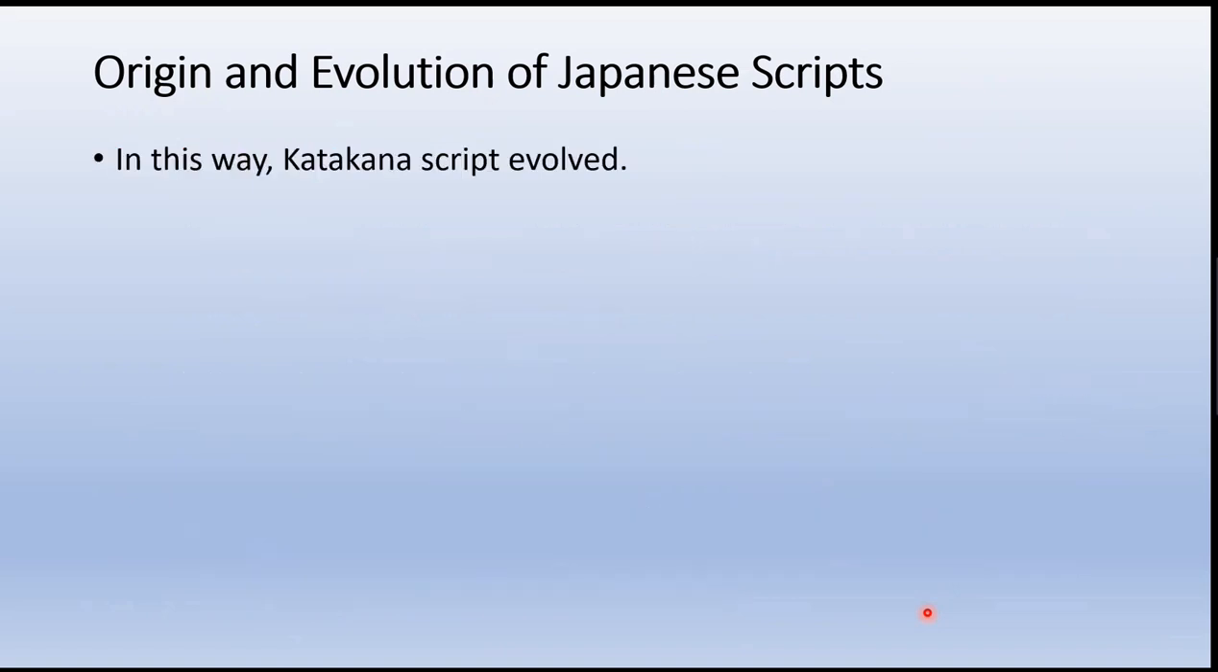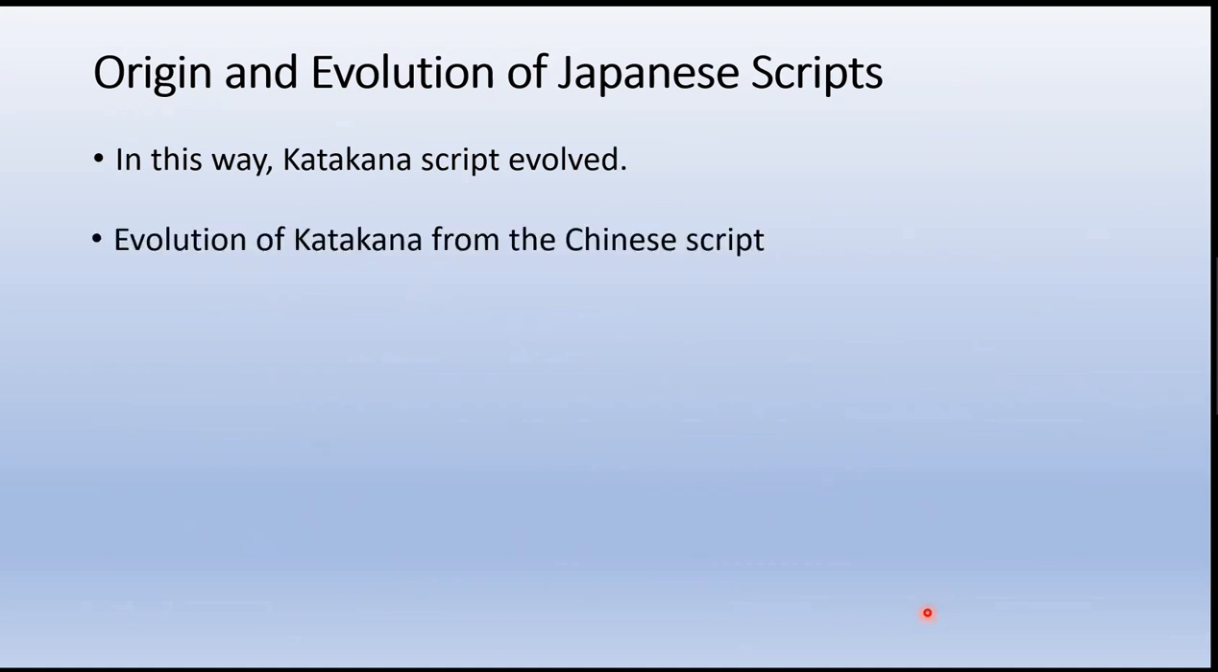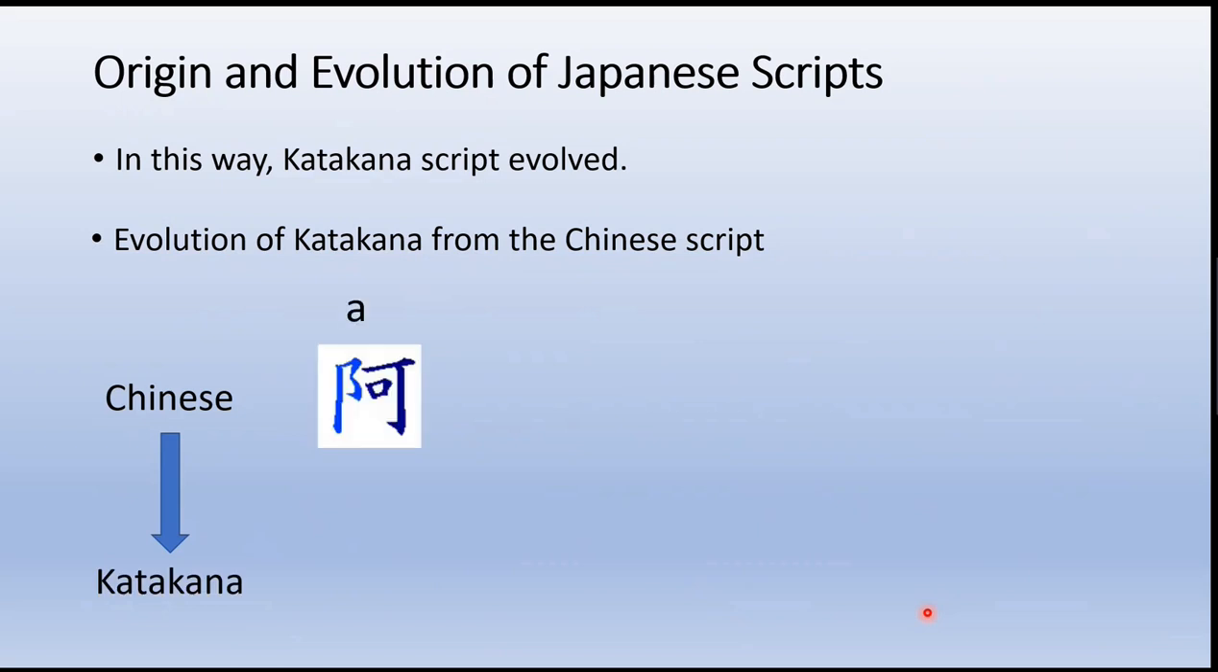In this way, Katakana script evolved. So isn't this evolution interesting, friends? Evolution of Katakana from the Chinese script. Now let's look at an example of how this evolution happened. We have Chinese and Katakana. This is the A sound of Chinese script. And the corresponding Katakana is this.